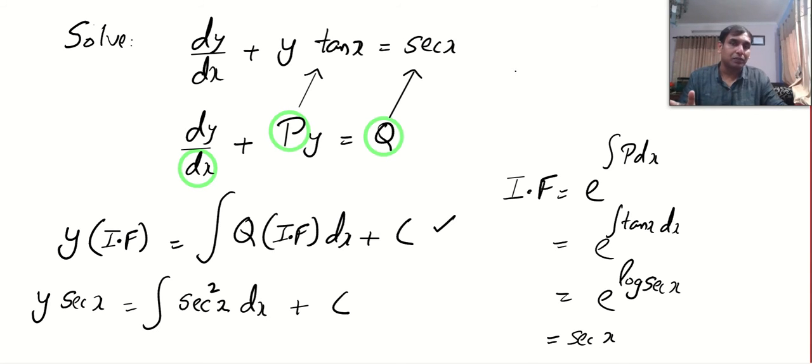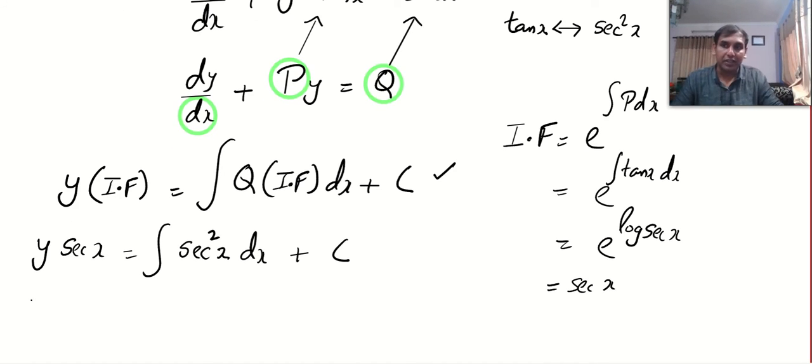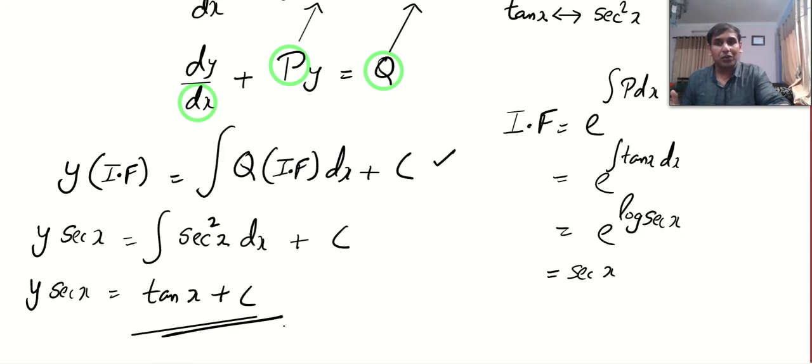So one question. What is the derivative of tan x? Listen carefully. What is the differentiation of tan x? It is sec square x. So what will be the integration of sec square x? Of course, tan x. So at the end we get y into sec x is equal to tan x plus c. That's it.